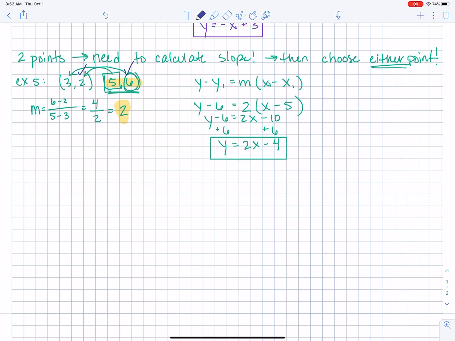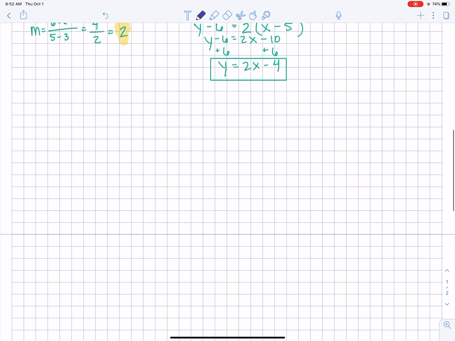Okay, so why don't you go ahead and for example 6, try it on your own. 2, 1, and 4, 0. Calculate slope first. All right, however you calculated slope, I'm now going to go in the opposite direction to prove that it doesn't matter which point that you choose. You just have to go in the same direction both times.